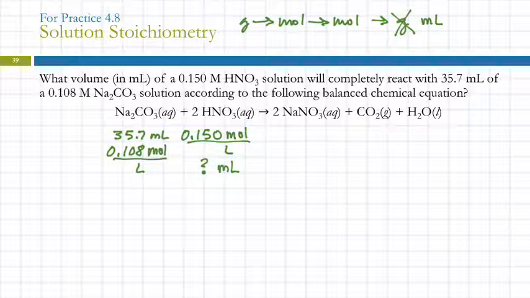So instead of going to grams here at the end, I want to go to milliliters. And the thing I know about the Na2CO3, I've got a concentration and a volume in milliliters. So this is my starting point, and this is my ending point. I'm also going to start with milliliters. Everybody okay with that? So basically, instead of grams, we're going to use a volume instead of a mass.